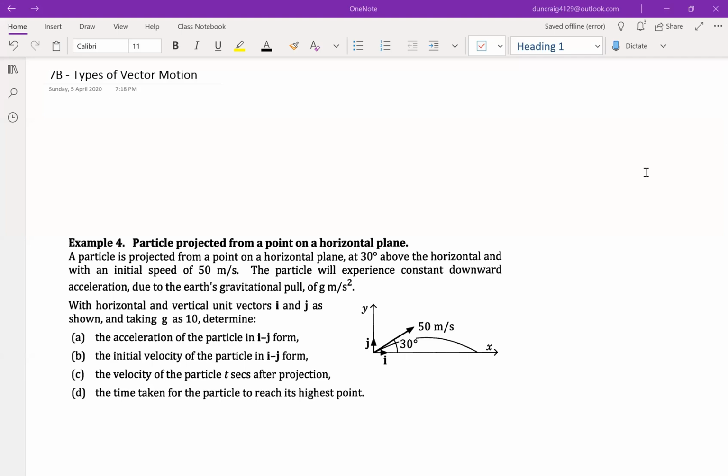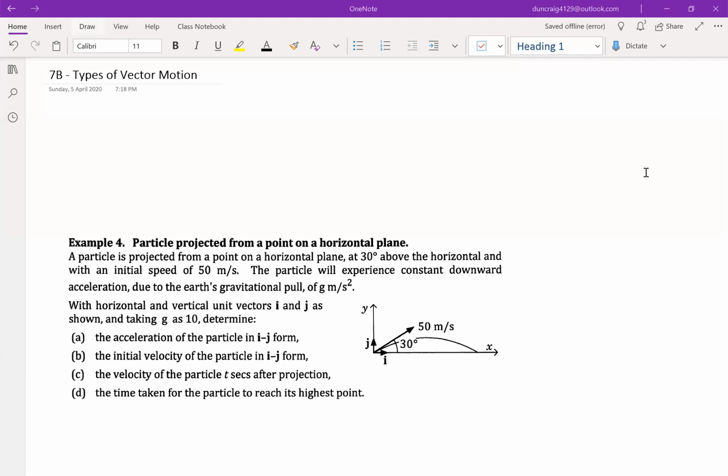In the previous episode, we had a look at how to differentiate and integrate vector equations, and that gave us displacement, velocity, acceleration. Now we're looking at different types of motion that we might find. So in this example below, this is an example of projectile motion.